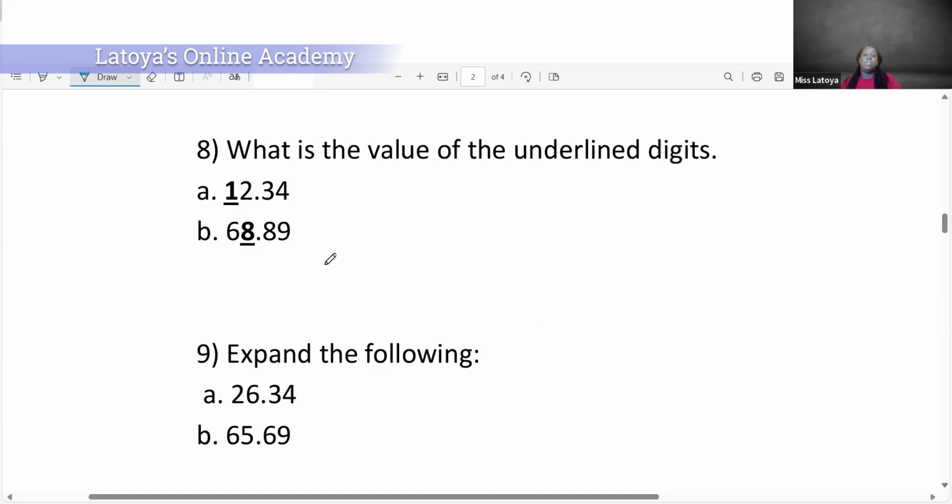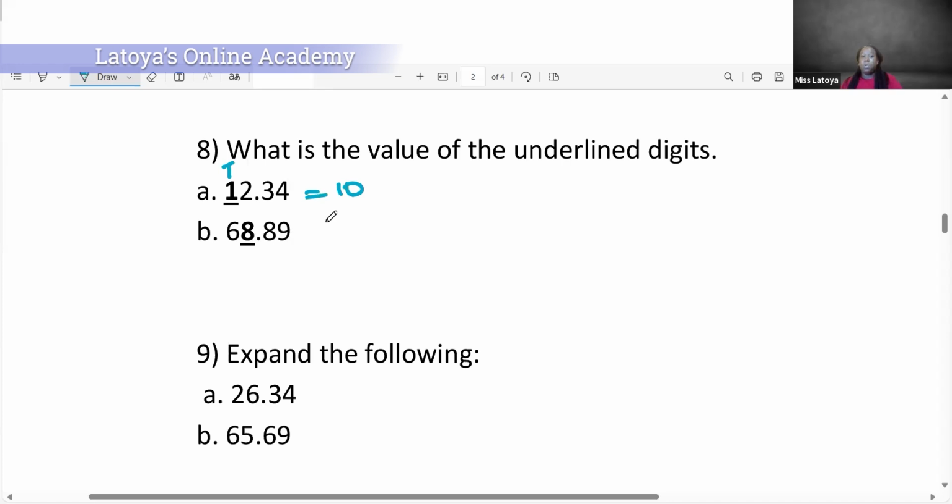What is the value of the underlined digits? Read the number. Put your hand and block off from the point and after, and you would see that this is 12. So if I want the value of this one, it is in what place? It's in the tens place, so the value of this one is 10. This is 68.89.